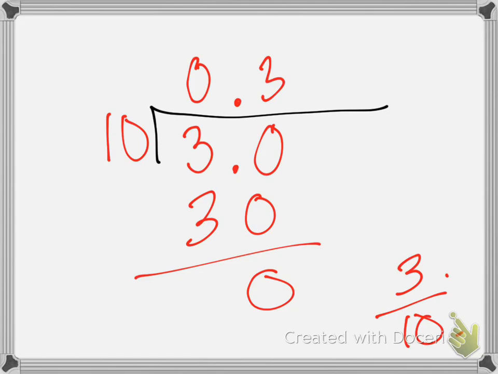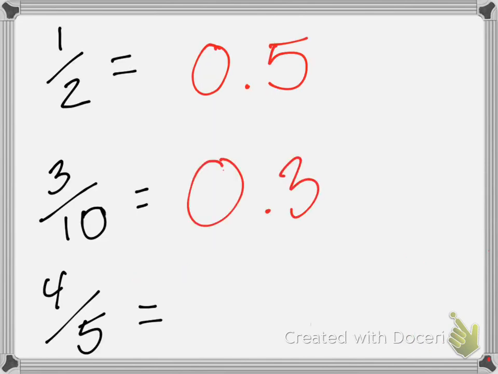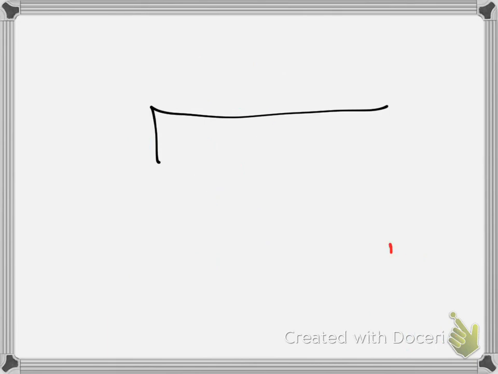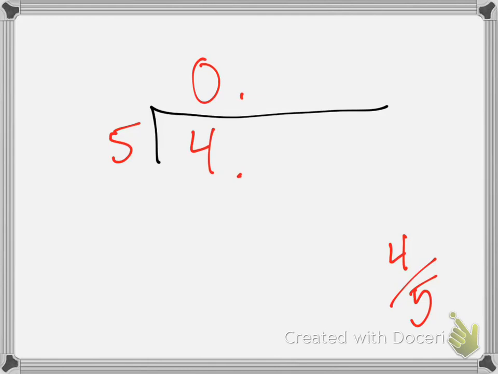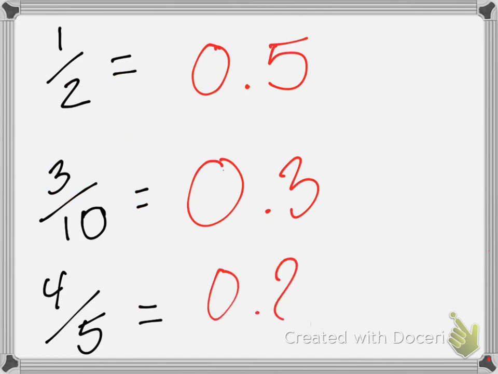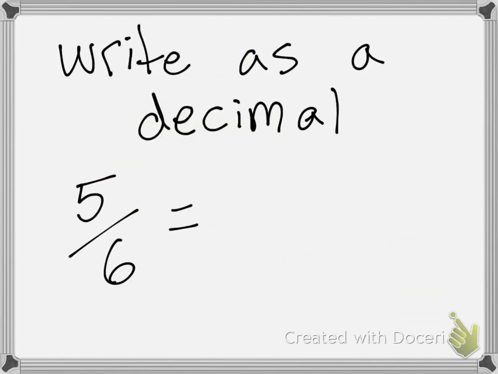Is this a terminating decimal or a repeating decimal? What do we think? Raising our hands. Justin? Terminating. Excellent. We get 0.3. Let's look at this last one, 4/5. 4 goes inside, 5 goes outside. 5 goes into 4 how many times? 0. So we put our decimal. Then we have a 0. 5 goes into 40 how many times? 8. It's exactly 40. So it is a terminating decimal.